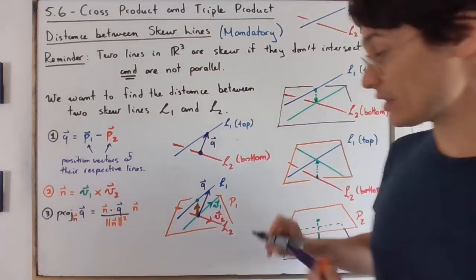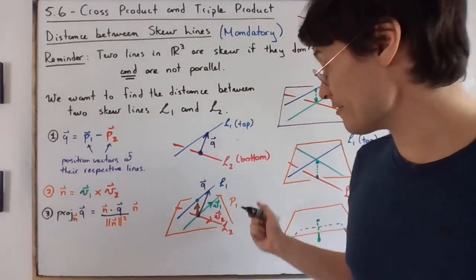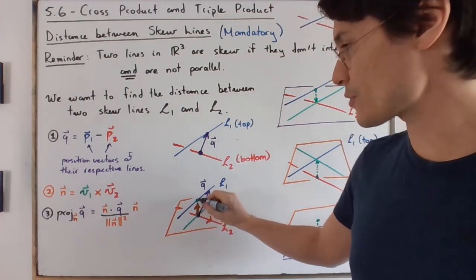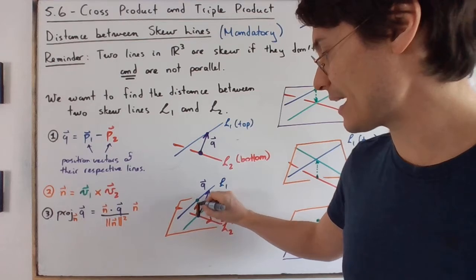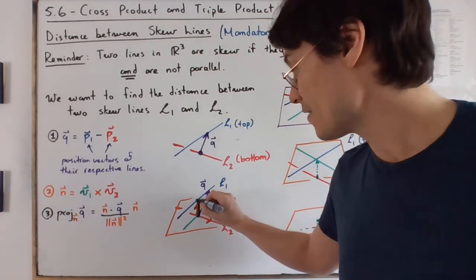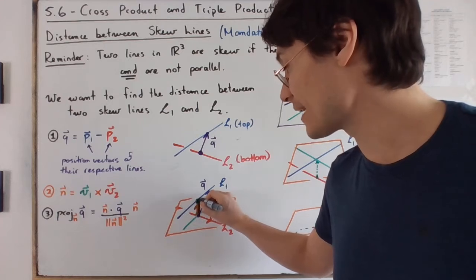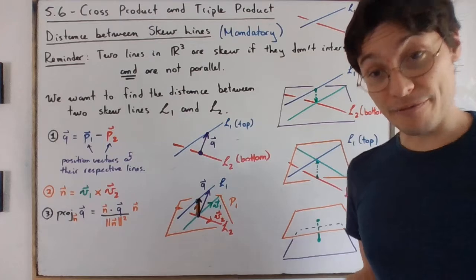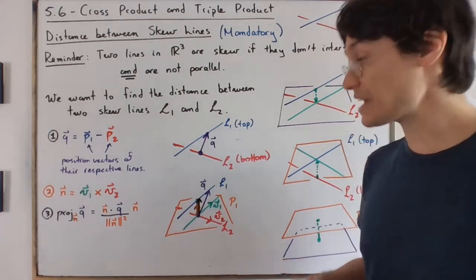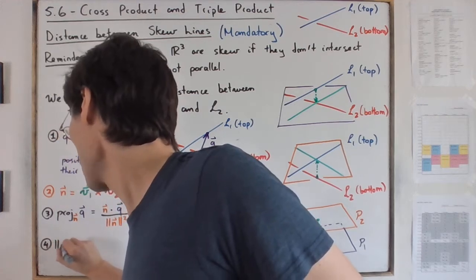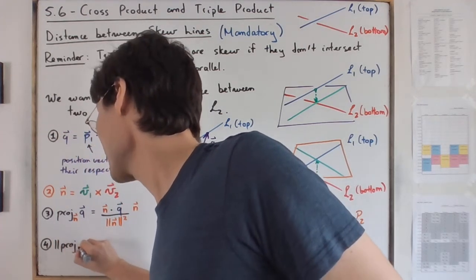And it will give pretty much this vector right here. Unfortunately I'm crowding my diagram, but it will give this vector, the black vector that actually reaches the line number 1. And of course step number 4 is to take its norm. So we just take the norm of the resulting projection vector.